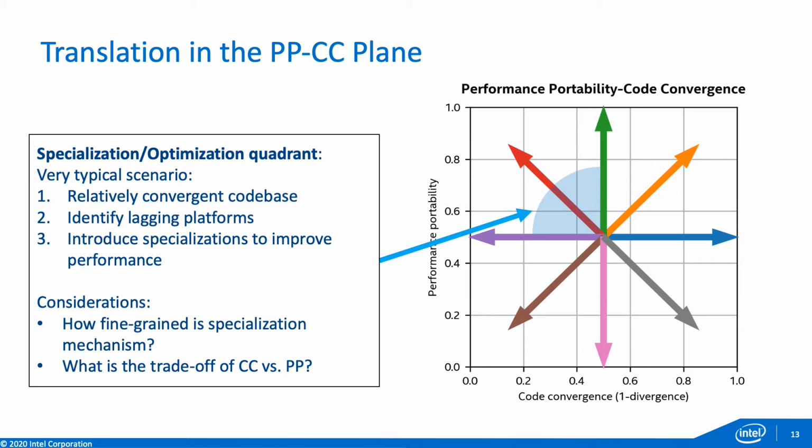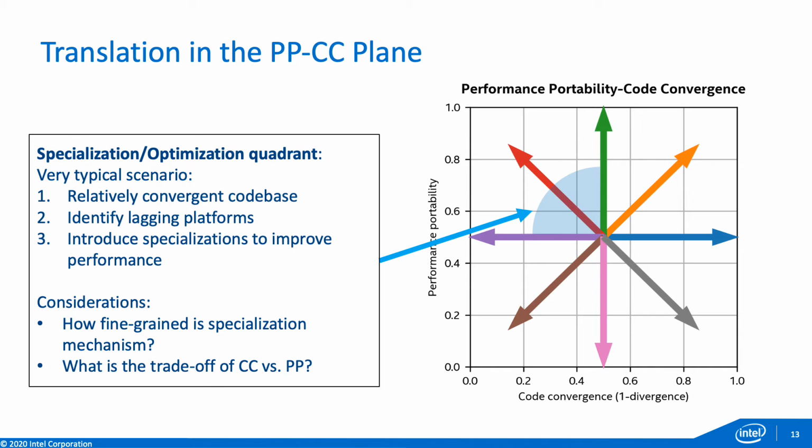Well, what you could do is identify which platforms are lagging, are dragging down the harmonic mean that computes performance portability. And you can begin to introduce specializations, divergence, that would increase the performance. And that represents you moving in this direction in the northeast to improve performance.